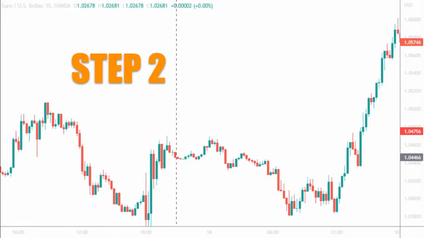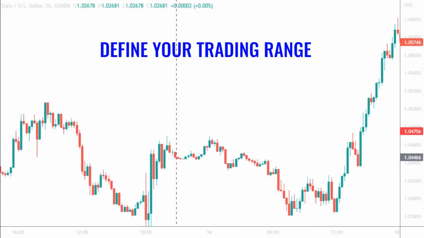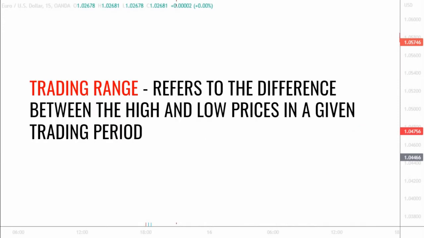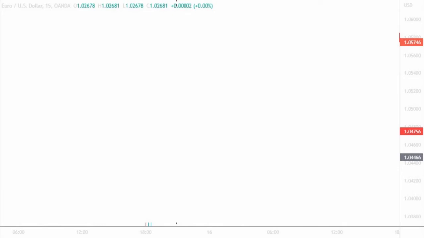Step 2 of the strategy: define your trading range. Now, after you have determined whether you are on an uptrend or you are on a downtrend, you need to define your trading range. Now, your trading range refers to the difference between the high and low prices in a given trading period. For example, let's say you are on a 15-minute chart or you are on the 1-hour chart. It doesn't matter, but the time frame that you are on, you need to determine the trading range within the time frame that you are using to take your trades.